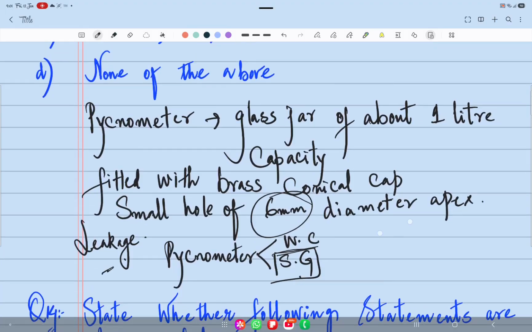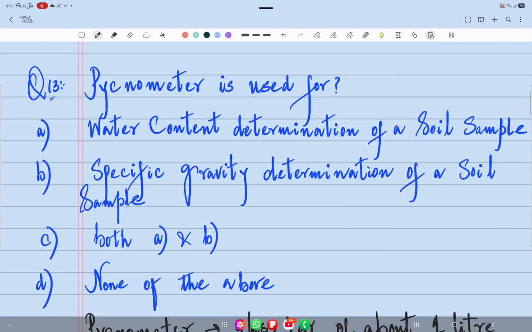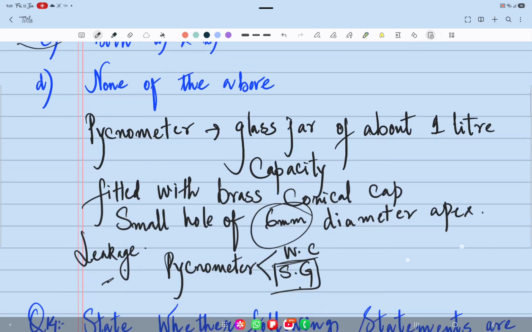So let's move to the question. Option C is the most appropriate answer. Pycnometer is used for both water content determination of a soil mass as well as specific gravity determination of a soil sample. Moving on to the next one.